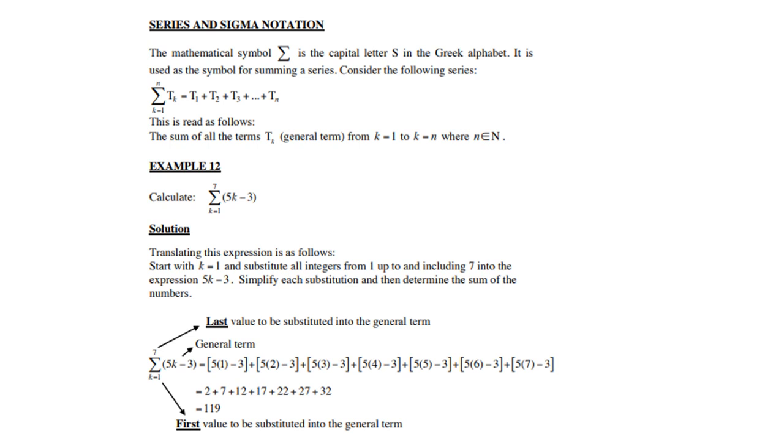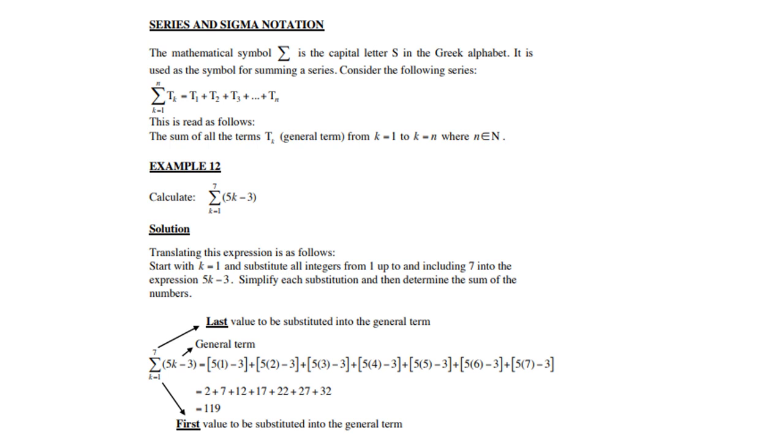Series and sigma notation. The mathematical symbol sigma is the capital letter S in the Greek alphabet. It is used as a symbol for summing a series. So therefore, that sigma means the sum of. So look at the example there, sigma, and you'll notice on top of the symbol there's a small letter n, and at the bottom there's k equals 1. And then in front of it, just next to it, is written Tk.